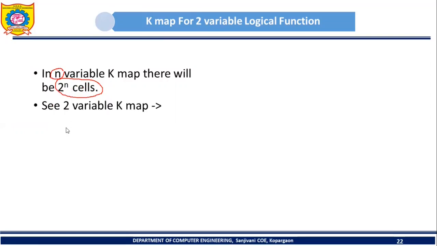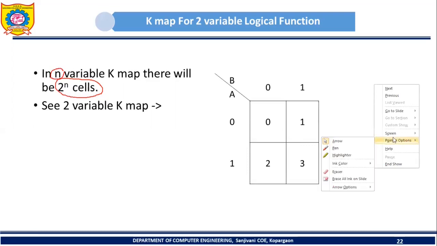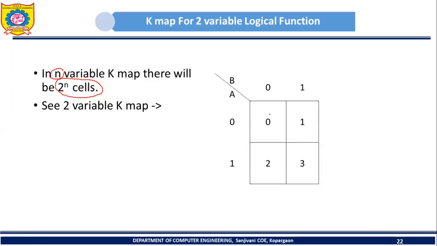Now see an example of a 2 variable K-map. A 2 variable K-map will look something like this. Now tell me how many cells should be present in a 2 variable K-map? Yes, 2 raised to 2. So in a 2 variable K-map we should have 4 cells. This is the format of a 2 variable K-map. Can you see here 4 cells? So this is cell number 0, then this is cell number 1, cell number 2, and cell number 3. So these are 4 cells.